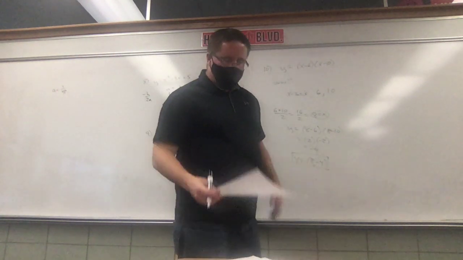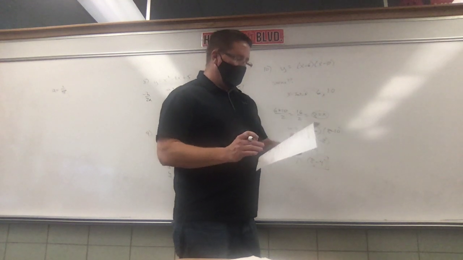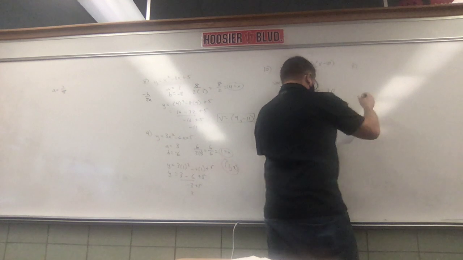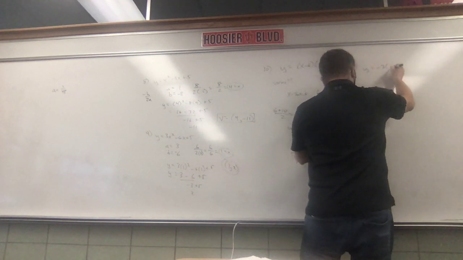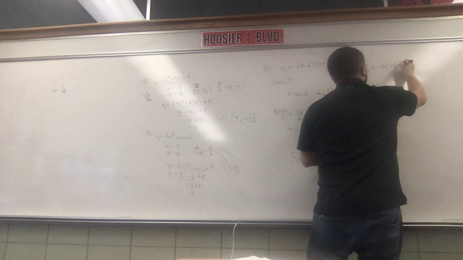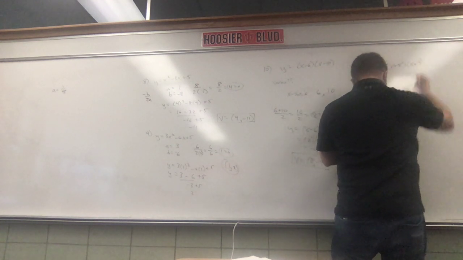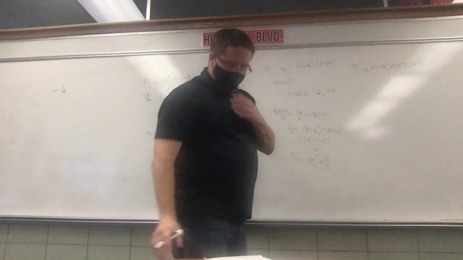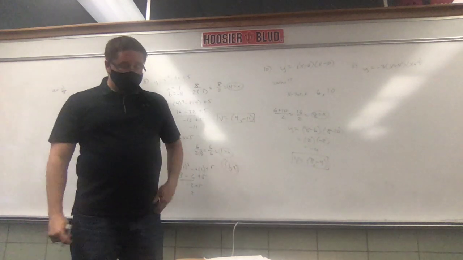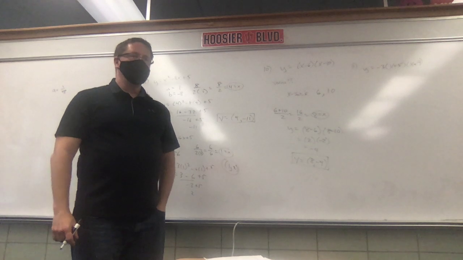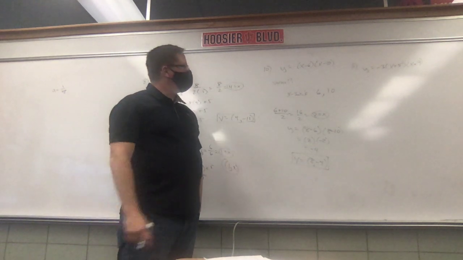Okay, let's do number 11, and then we will stop there. We'll do 11 of them today, 9 of them on Monday. So we have y equals negative 3, x plus 5, x plus 9. Okay, they want the axis of symmetry. This is very similar to number 10, but I want the axis of symmetry instead of the vertex. So what are we going to do?